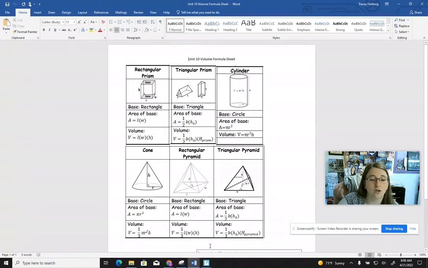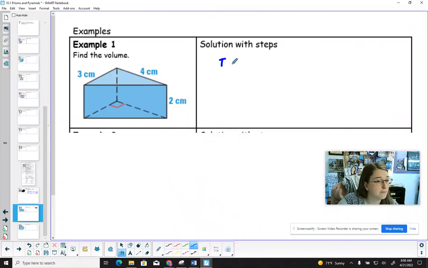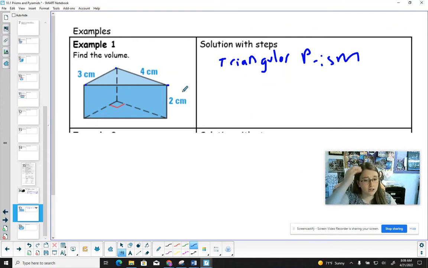What is the name of this shape based on what you see on your formula sheet? This is going to be a triangular prism. Again, it's not a pyramid because it does not come to a point. Triangular prism. Yes, there's like points here, but you guys should understand that a pyramid has a bunch of triangles coming to one joint point. This is not what a pyramid looks like.